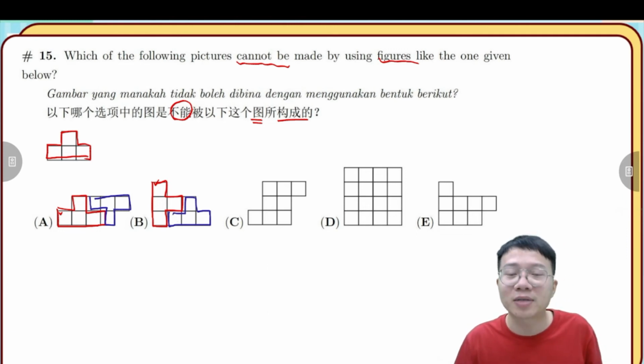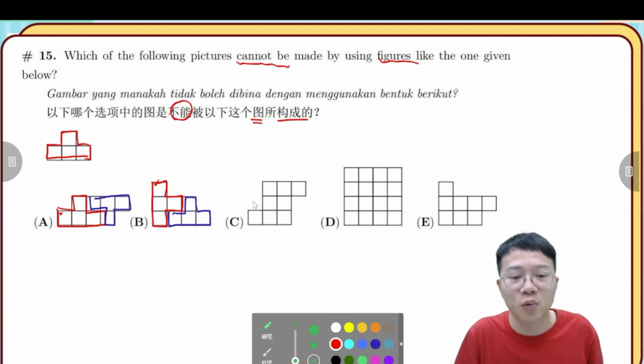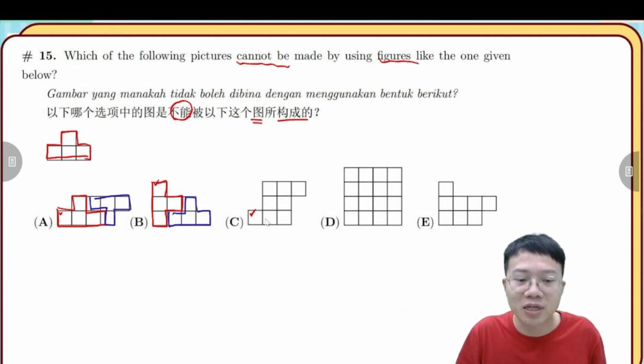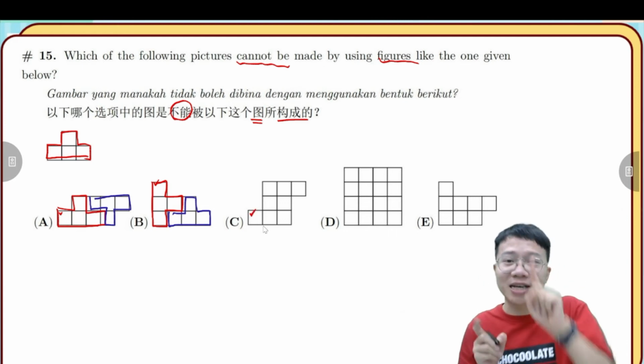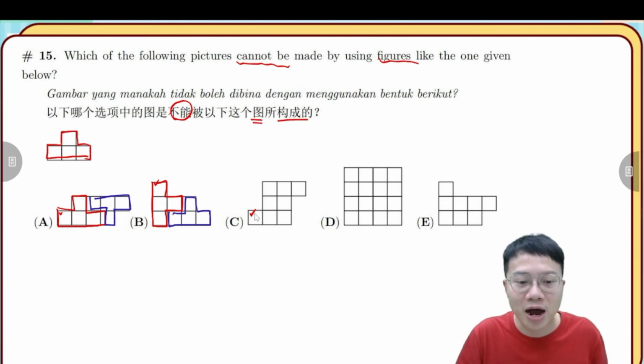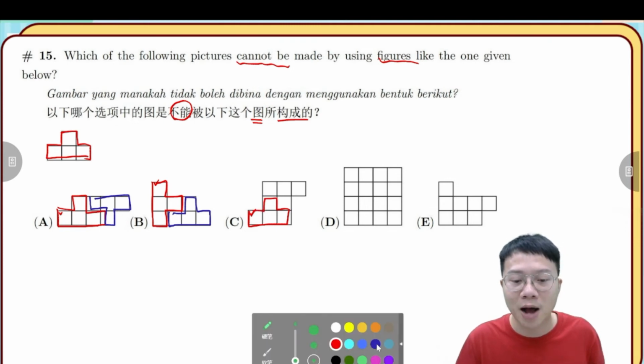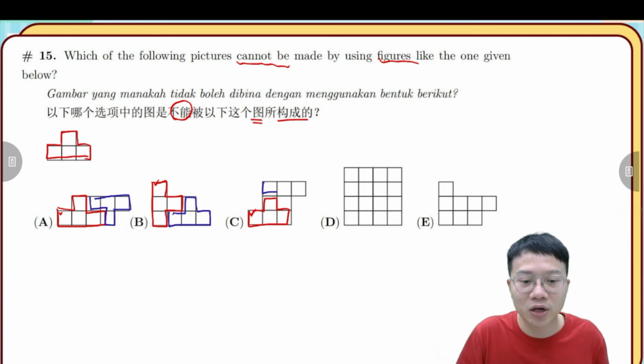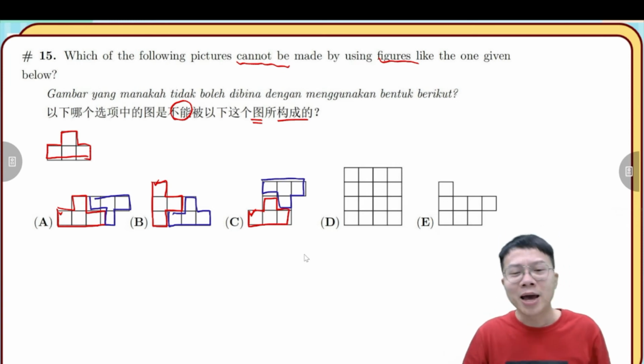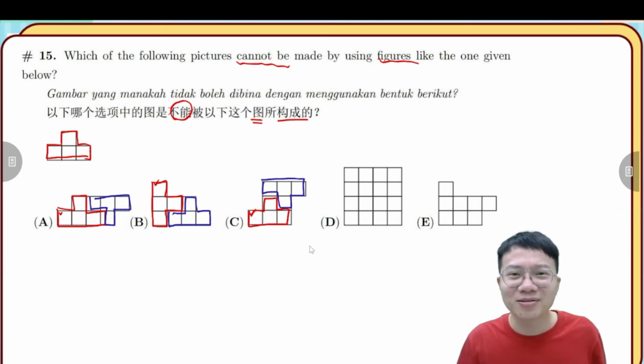So continue. What about C? Yes, so we start with the one sticking out. 先把突出的，就突出去的那个小方块给找出来。So here we have this one. Okay, and where is the other one? Yes, exactly. It's right here. So it's also possible. What about the next one?